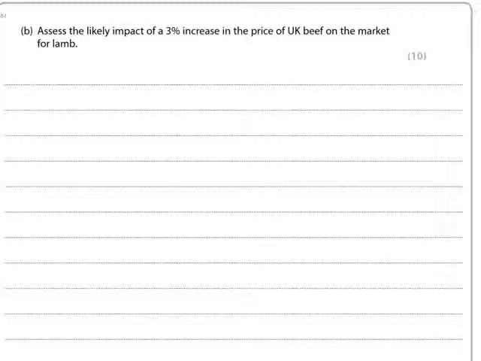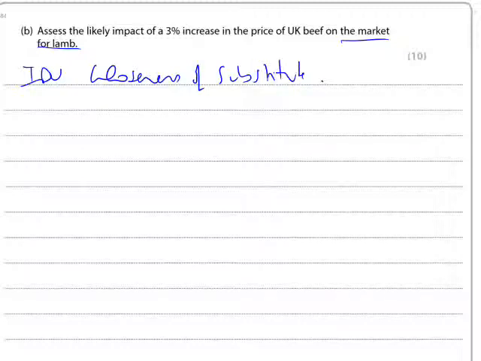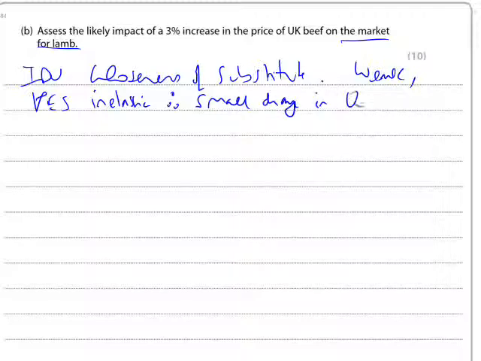So lastly, how to evaluate this. As it's looking at the impact on the market for lamb, we need to be looking for reasons why it might not affect the lamb market. So one of them could be that it depends upon the closeness of the substitute. If they are weak substitutes, this might mean that the price elasticity of demand is highly inelastic, and therefore there would be a very small change in quantity demanded in the market for lamb.